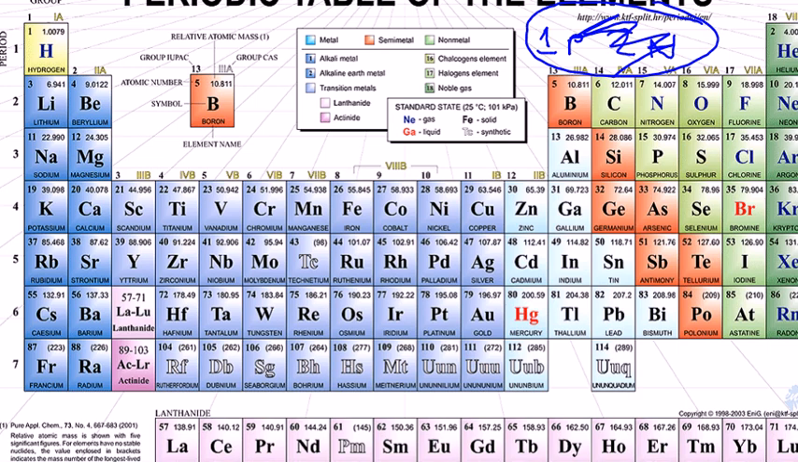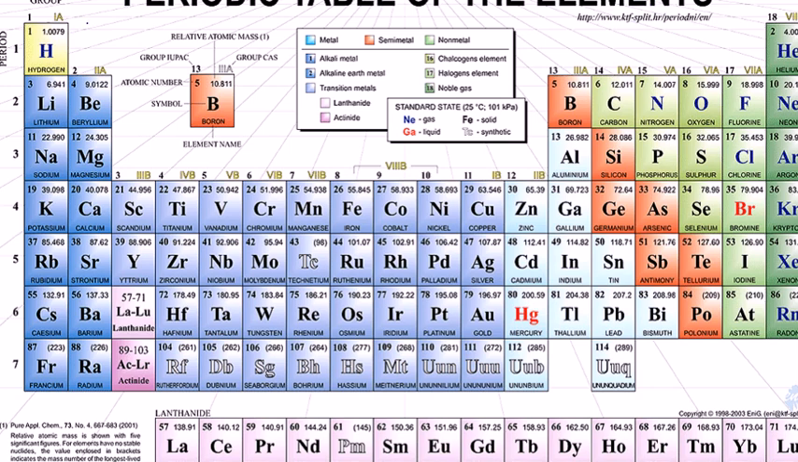So going back to the point, this number here, this 1.0079, says that if I were to take all the hydrogen in the universe, and obviously this would be pretty hard to do, but if I were to take all the hydrogen atoms that ever existed, ever will exist, and average them, the average mass for any one of those atoms would be 1.0079. That's what that's telling us.